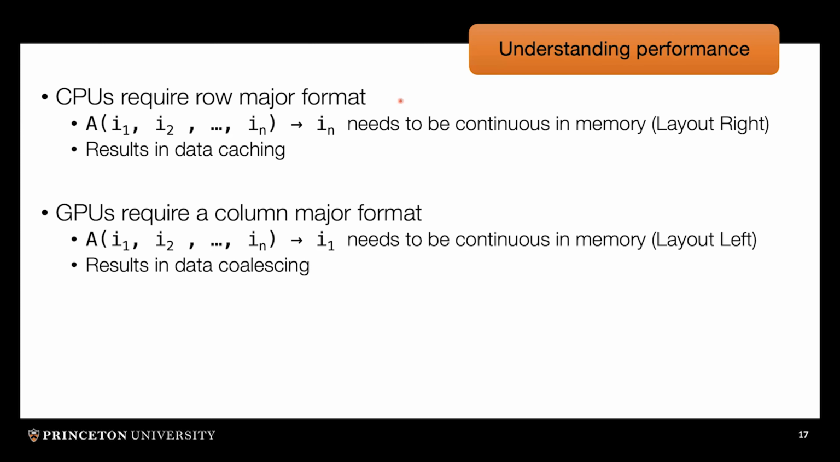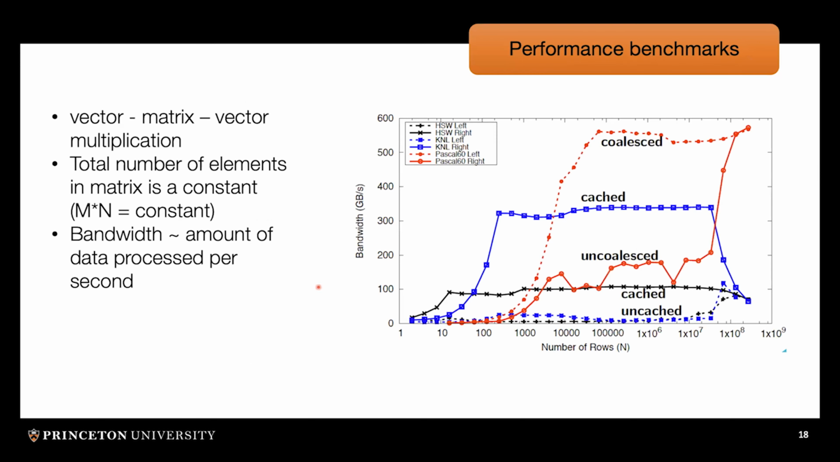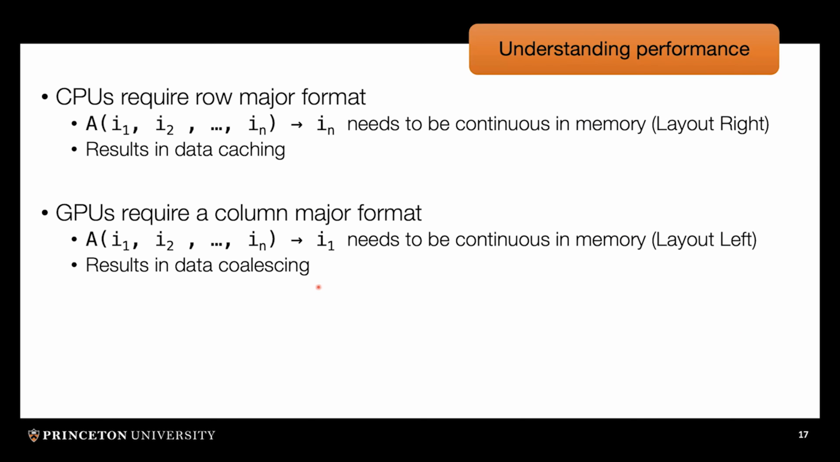In more performance-related terms, a row major format or layout right on CPUs results in data caching, and a layout left on GPUs results in data coalescing. Now, this can have a significant effect: having the right data layout for a specific architecture can have a significant effect on performance.